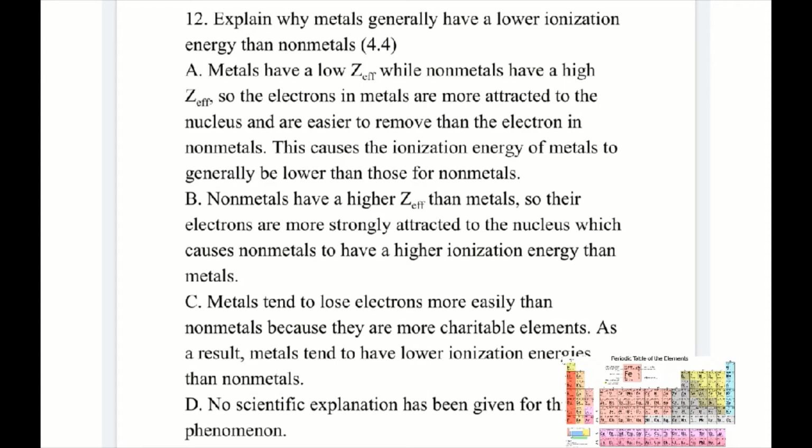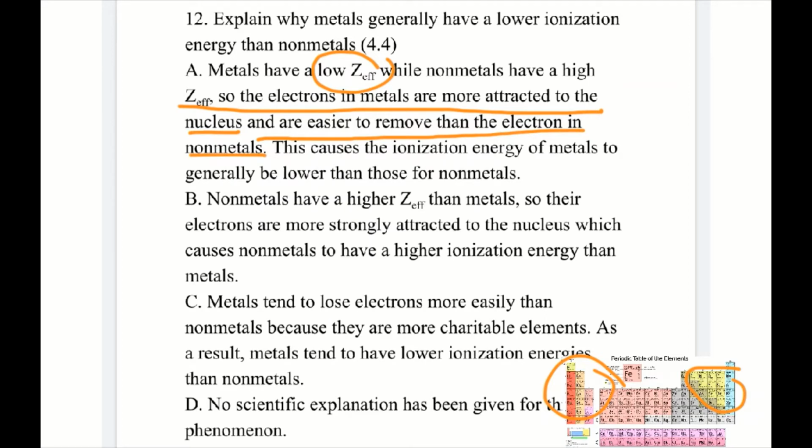Now remember, metals are these guys, and nonmetals are these guys. So metals have a low Zeff, while nonmetals have a high Zeff, so the electrons in metals are more attracted to the nucleus. Oh, wait a second. Why would the electrons be more attracted to the nucleus if they have a low Zeff? And let's read on. And are easier to remove than the electrons in nonmetals.